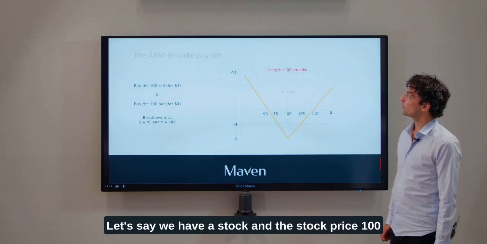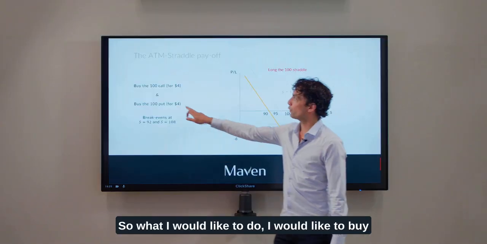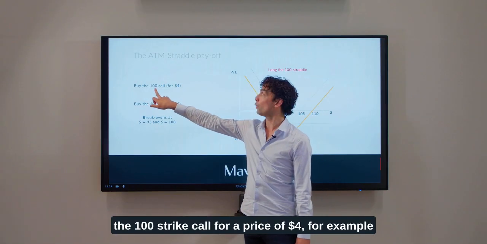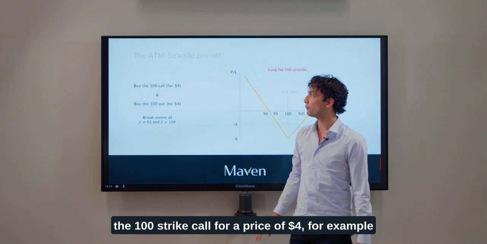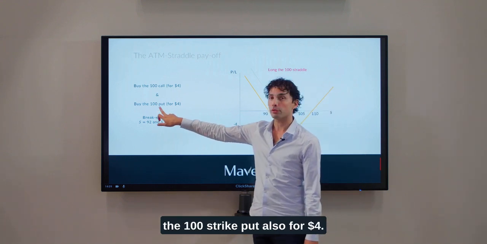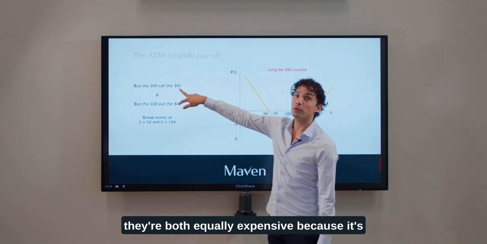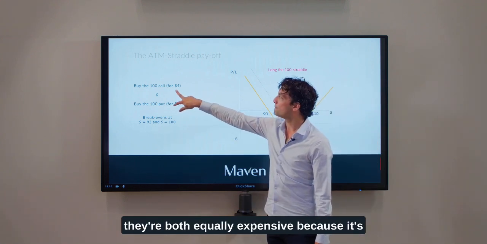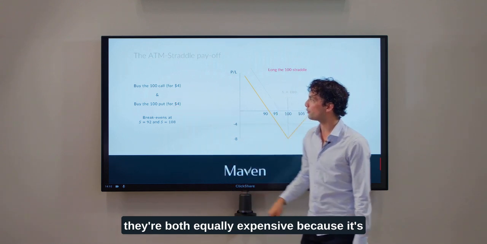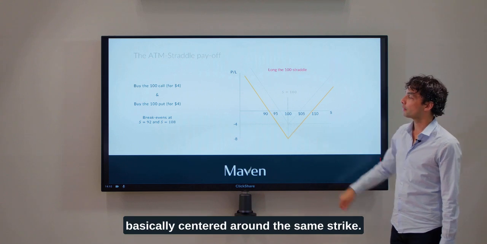Let's say we have a stock and the stock trades at 100, and this is a structure we would like to set up. I would like to buy the 100 strike call for a price of $4, for example, and also simultaneously buy the 100 strike put, also for $4. It's not really a coincidence that they're both equally expensive, because it's basically centered around the same strike.